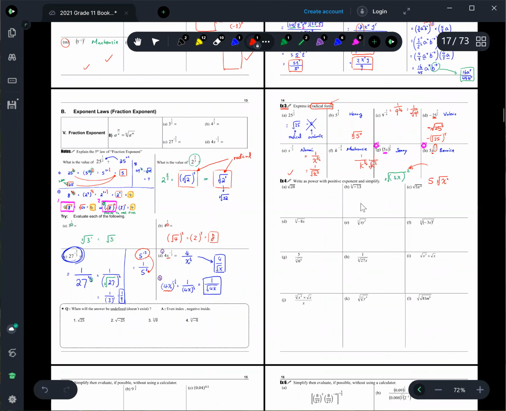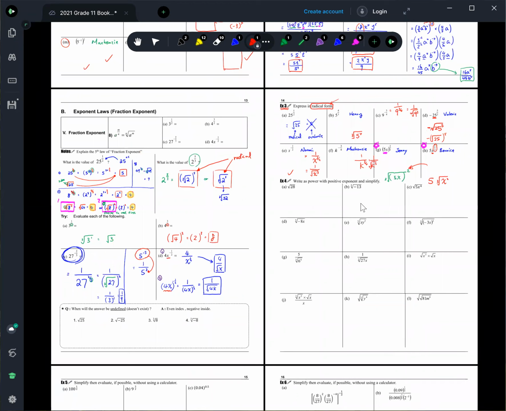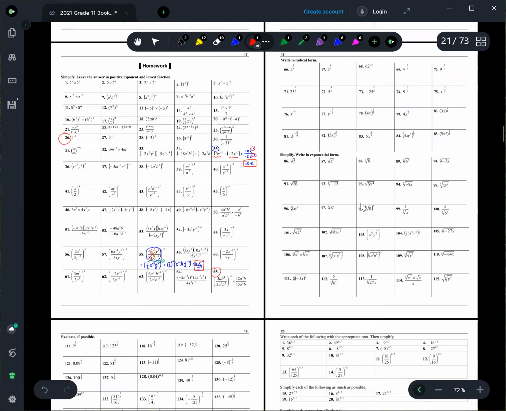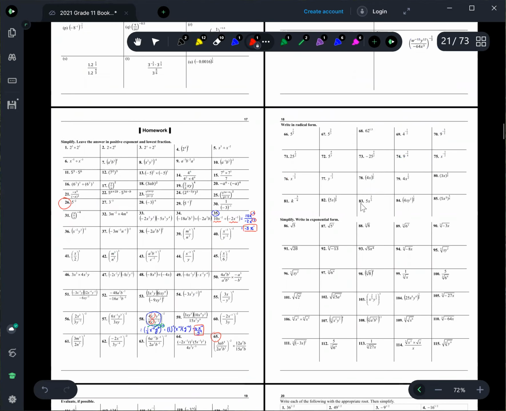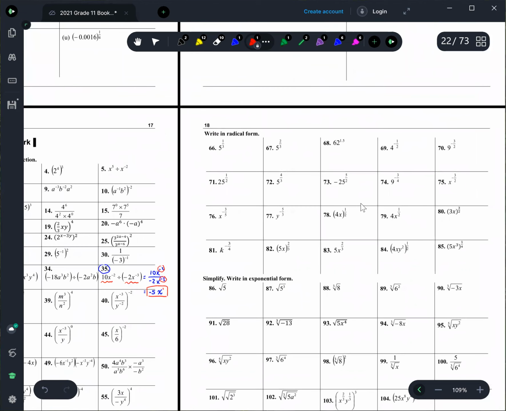Okay, so before the break, we just went over the fraction exponent, right? How to put it into radical form. Okay, so you also need to know how to go back, because in your homework, I'll point out what the homework will look like. So the first part, we just did it, right? Write it in radical form, okay?